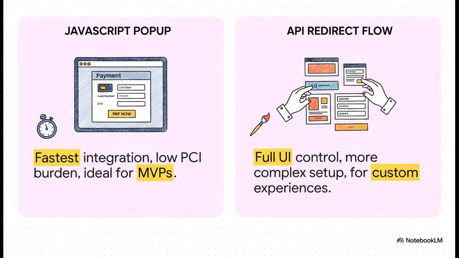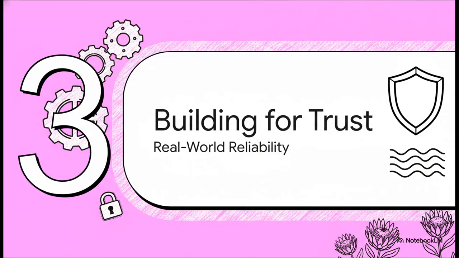On the other hand, there's the API redirect flow. Now, this one gives you complete, total control over the user interface, so you can build a completely custom experience. But the trade-off is that it's a more complex setup. It's that classic developer dilemma, right? Speed versus control.